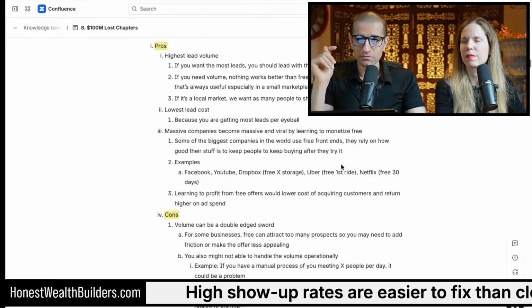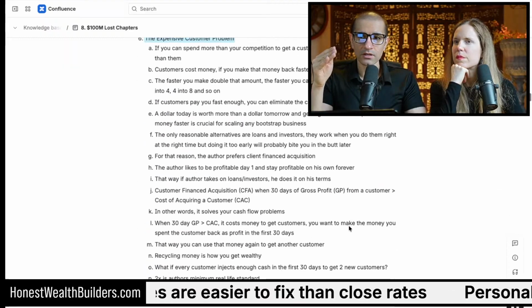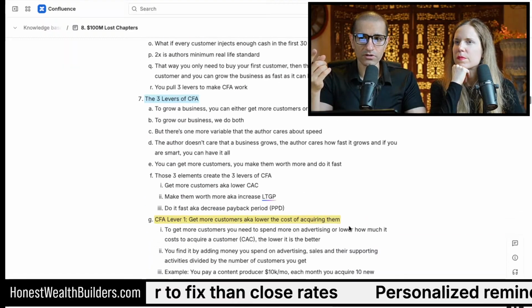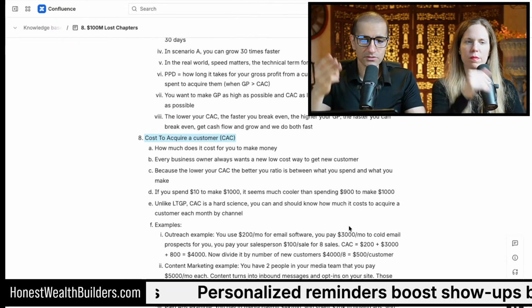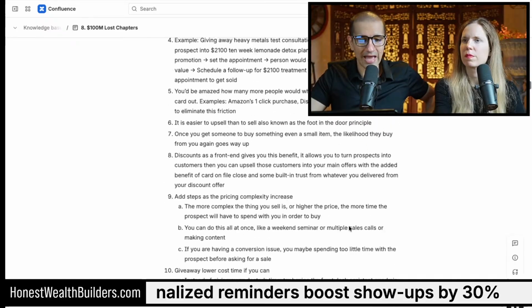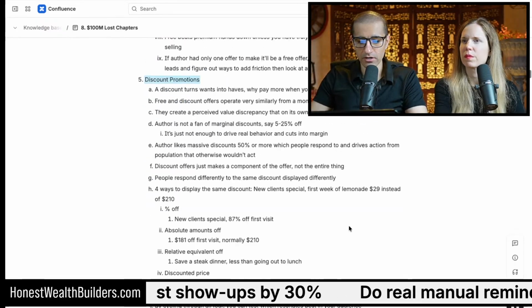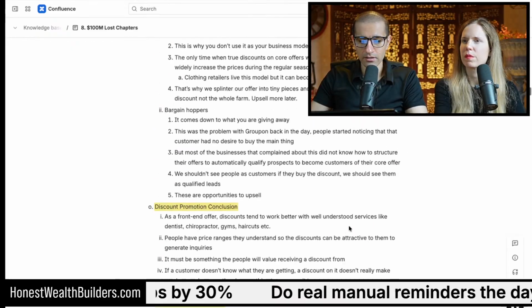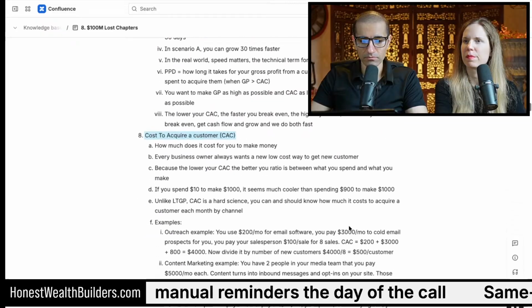In the recent previous parts, we covered attraction offers, free versus discounted offers. What else did we cover? We covered the avatar selection. How do we find our first avatar? And then we covered the expensive customer problem.